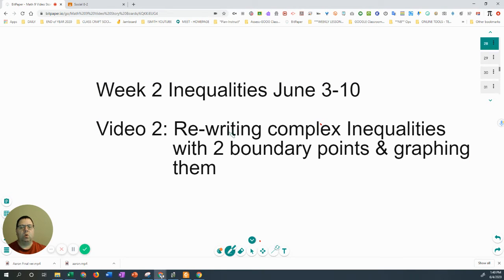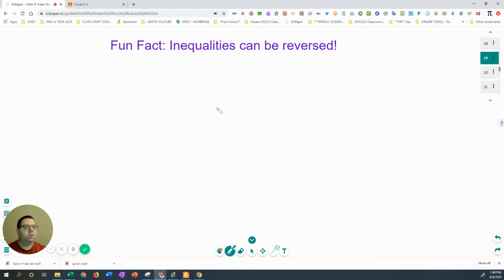So we're going to go over rewriting complex inequalities. These are the ones with two boundary points. And we'll also talk about graphing them. Okay, so let's get into it.